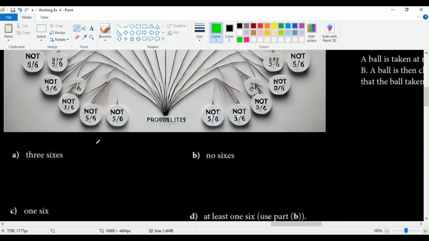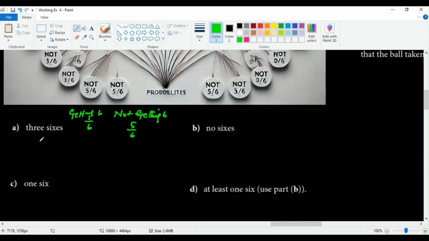Probability of getting a 6 is 1 over 6 only, and not getting a 6 is 5 over 6. Now, when it comes to getting three sixes, that means 1 over 6 cubed because of 3 times. So the final answer is going to be 1 over 216. This is the final answer for this question.